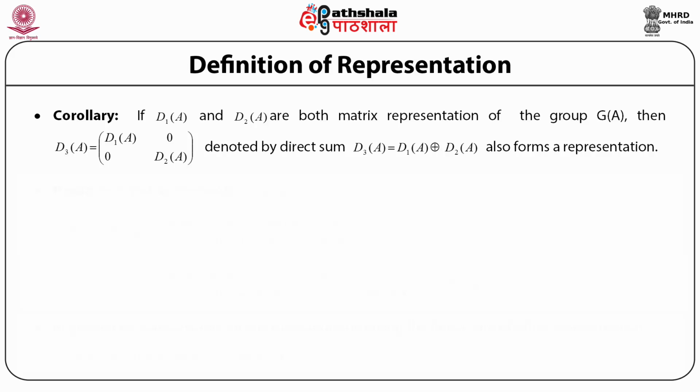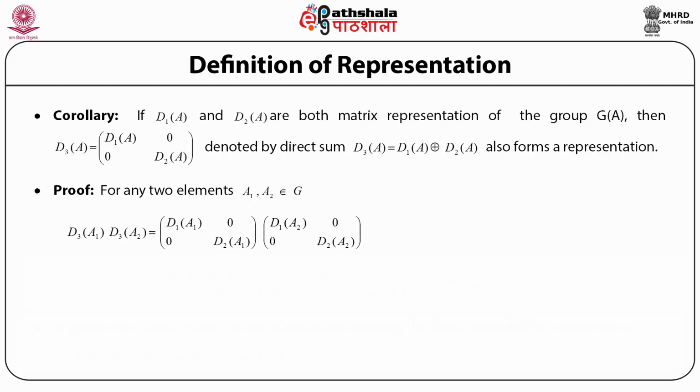If D1(A) and D2(A) are both matrix representations of the group G. In fact, in general, given a group G, we can have more than one matrix representation. So let's consider two matrix representations D1 and D2. Then we define a matrix D3 formed from the matrices D1 and D2 in the following way: the first element in the first row is D1(A), the second element in the first row is 0, the first element in the second row is 0, and the second element in the second row is D2(A). Then D3(A) can be denoted by a direct sum, that is, D3(A) is equal to D1(A) plus D2(A). And this also forms a representation.